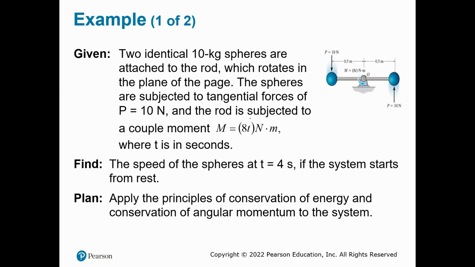Two examples, actually. I have two identical 10 kilogram spheres attached to a rod. The rod is going to rotate in the plane of the page. The spheres are subjected to a tangent force of P equals 10 Newtons, and the rod is subjected to a moment M equals 80 Newton meters, where t is in seconds. We're looking for the speed of the spheres at t equals 4 seconds. If the system starts from rest, the initial velocity will be zero.